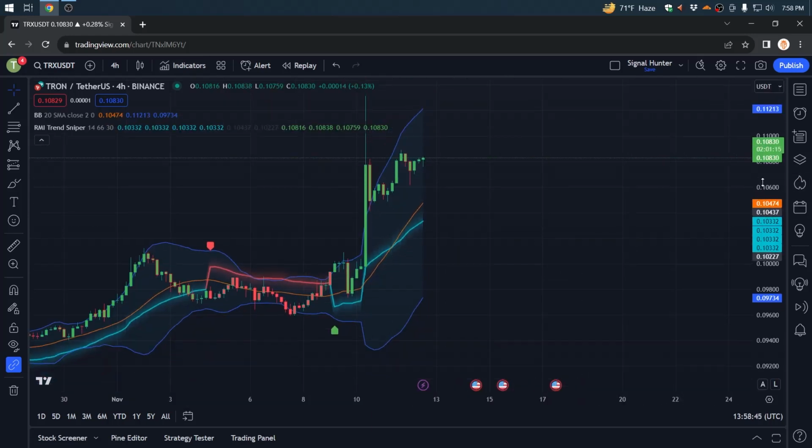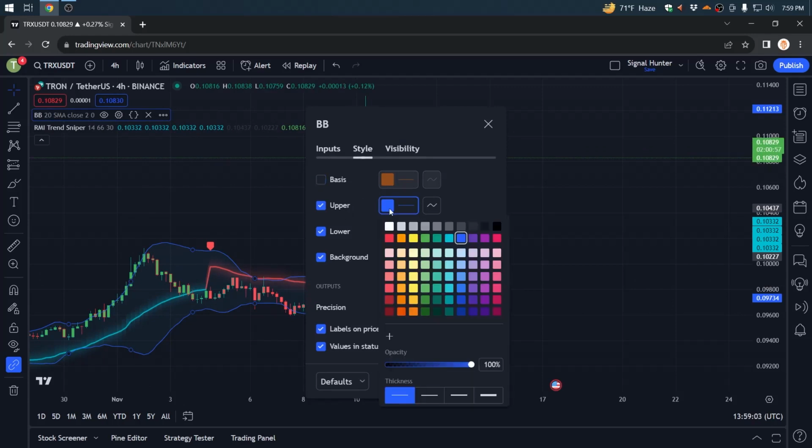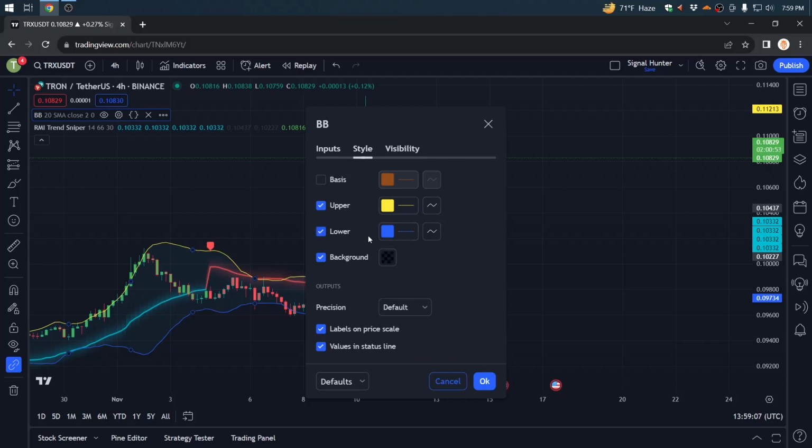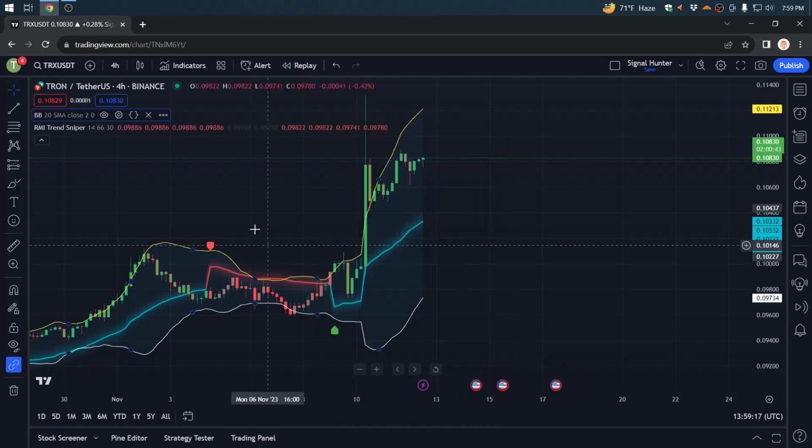Now I have to change some settings for the Bollinger Band indicator. I simply go to the settings and from here I don't need the basis line, so I uncheck the basis line and change the upper band color to yellow and the lower band color to white to understand more clearly. You can use your own custom colors.